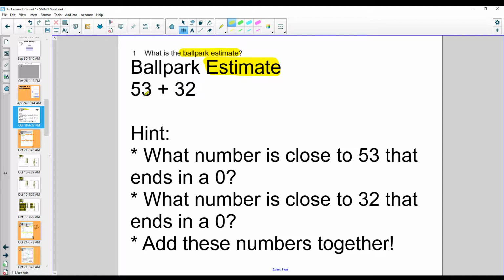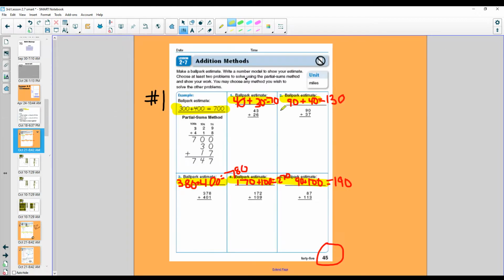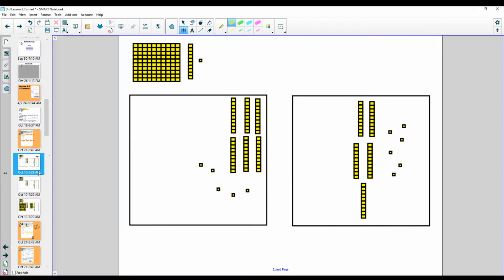Well, let's see. 53 is closer to 50, and 32 is closer to 30. So if we were to add 50 plus 30, 50, 60, 70, 80, our ballpark estimate would be 80. So remember yesterday we did our ballpark estimates on the top. Today we're going to do something that's called partial sums. So I'm going to show you with some base 10 blocks, then we'll come back and do this page.